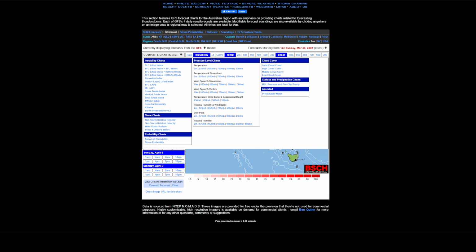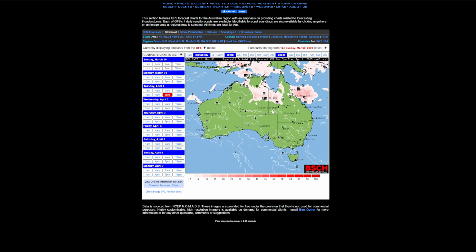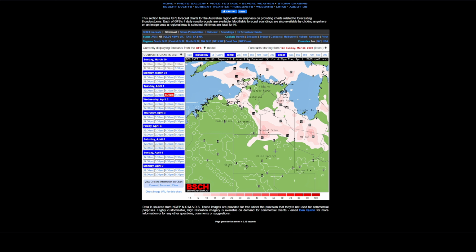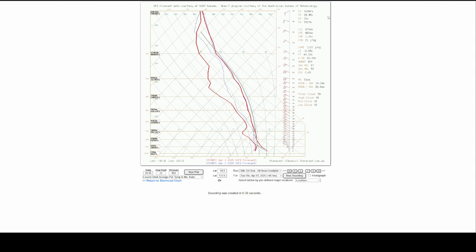So the BSCH software offers a supercell probability chart. We can find it down here, but yeah, it gives us a percentile of the chance of supercells. So we can take a look. From here, we can actually access Skew Ts as well. So if we click here, it will take us straight to a Skew T.